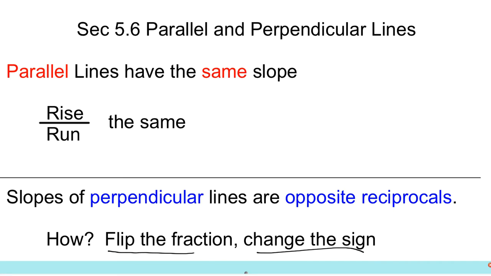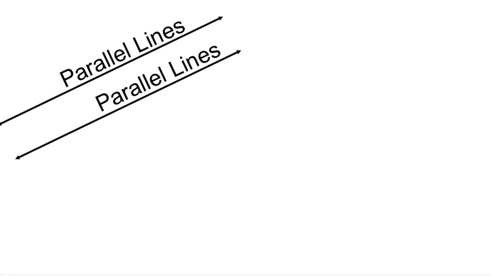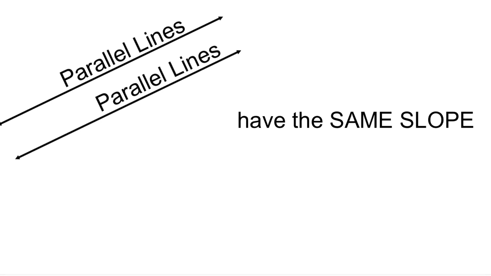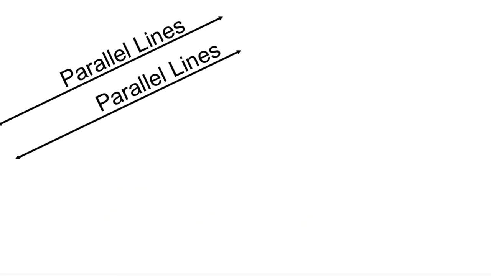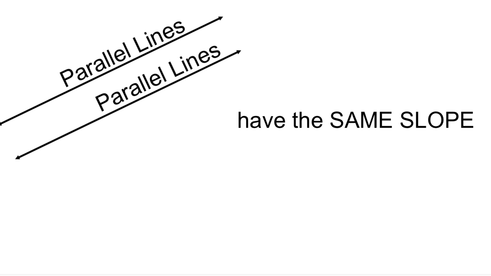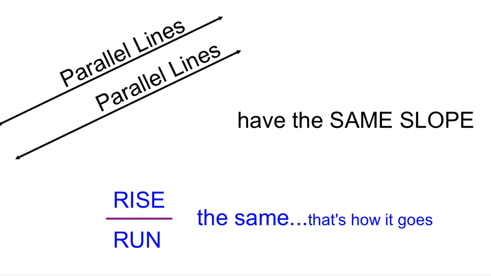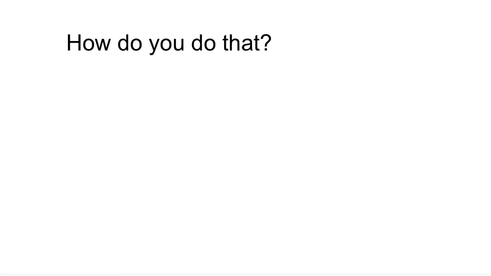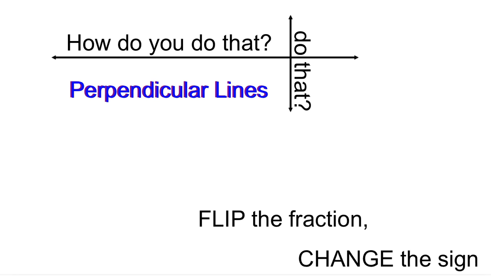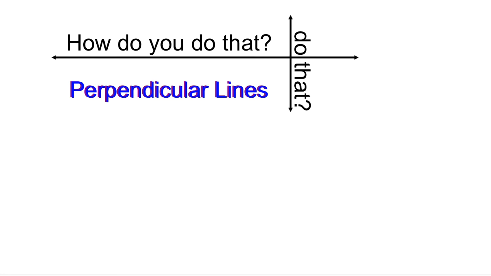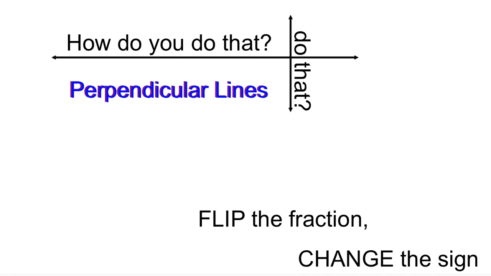Went something like this. Parallel lines have the same slope, rise and run the same, that's how it goes. Parallel lines have the same slope, rise and run the same, that's how it goes. For perpendicular lines, how do we do that? Perpendicular lines. How do we do that? Flip the fraction, change the sign. We'll do that one again. How do you do that? Perpendicular lines. How do you do that? Flip the fraction, change the sign.